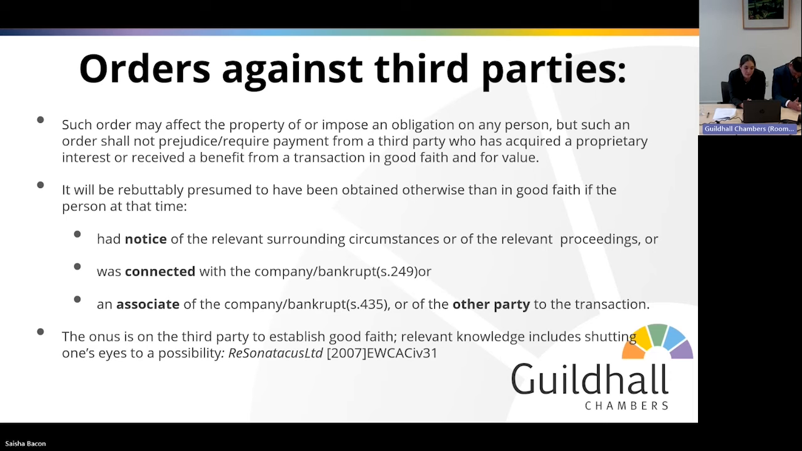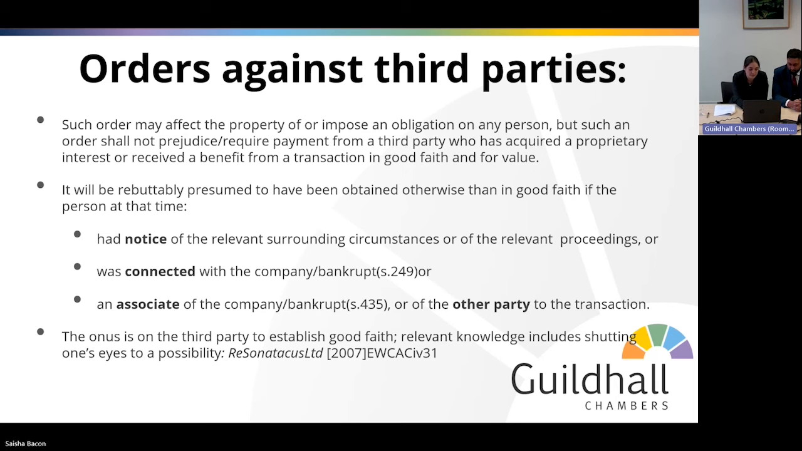It will be the burden of that third party to prove that they did enter into that or receive that benefit in good faith, and they can't simply shut their eye to the possibility. It's on them to prove otherwise. Otherwise, the court will presume it was not.